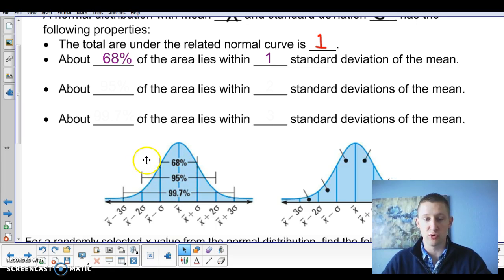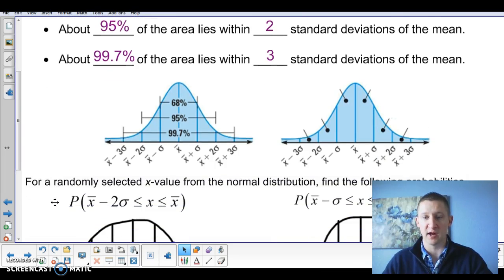If we were to extend that 2 standard deviations on either side of the mean, we're looking at about 95% of the area, from 2 less to 2 more. So it's going to be 95% within 2 standard deviations of the mean. And then finally, about 99.7% of the area, basically all of it, is going to be within 3 standard deviations of the mean. You'll notice that on the diagram here. Here's just about all of it, okay?